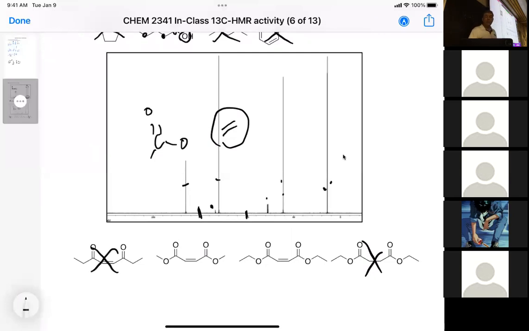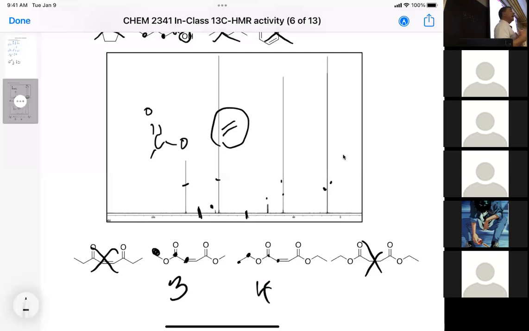All right, now let's do the last 2. We're going to have 1 signal here, 1 signal here, and 1 signal here. And then it's symmetrical. So this is going to have 3 signals. Okay. 1 signal here, 1 signal here, 1 signal here, 1 signal here. This is going to have 4 signals. So which one is it? It's the one with 4 signals because we have 4 peaks on our spectrum.